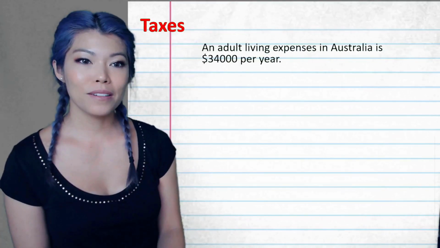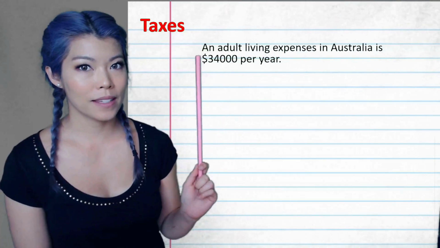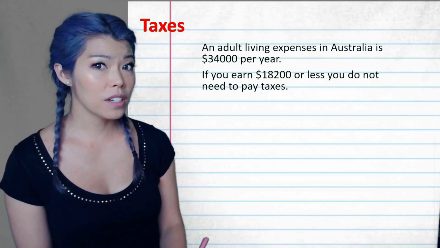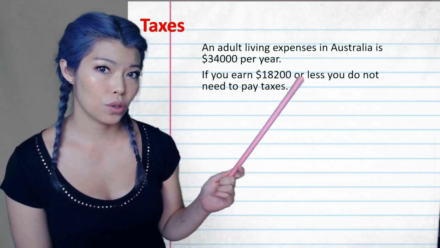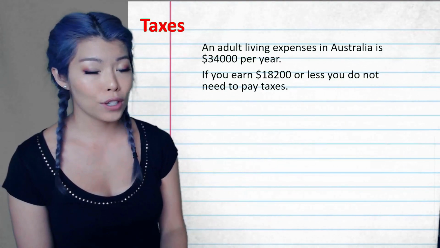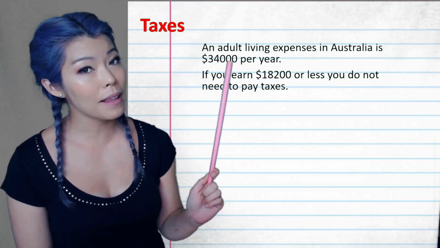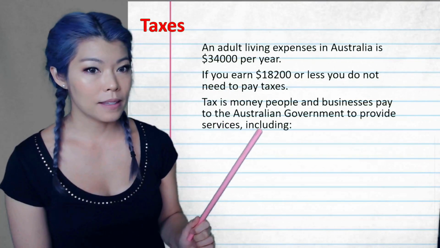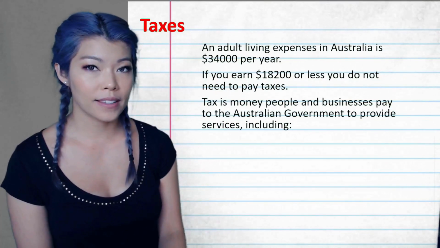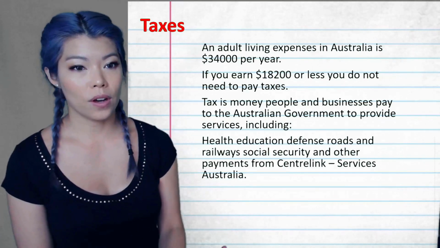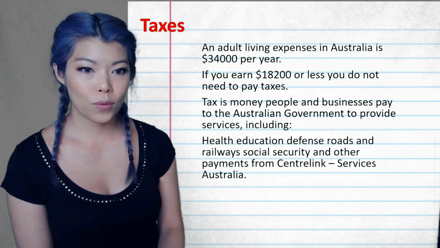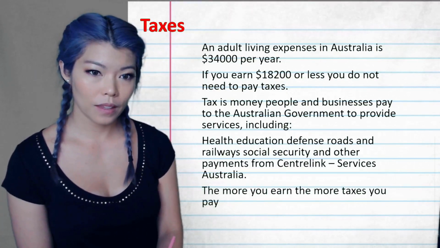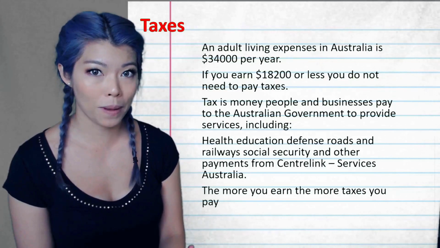Taxes. An adult in Australia usually spends roughly $34,000 a year. So if you earn only $18,200 or less, in Australia you don't have to pay taxes because you probably need that money to pay bills and survive. Tax is money people and businesses pay to the Australian government to provide services such as health or defence, roads, rail work, so the money the government takes to take care of you. The more you earn, the more taxes you pay.